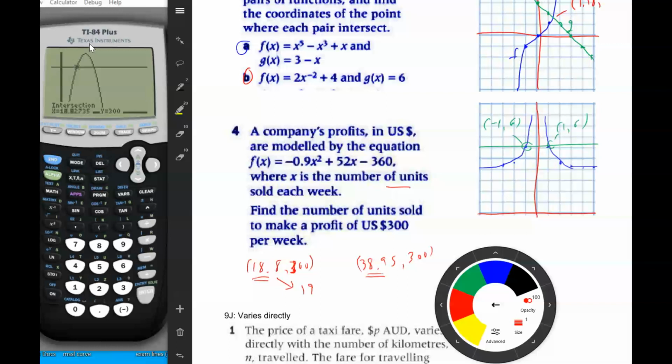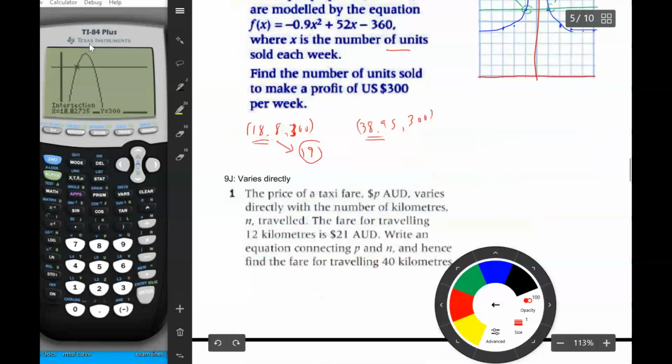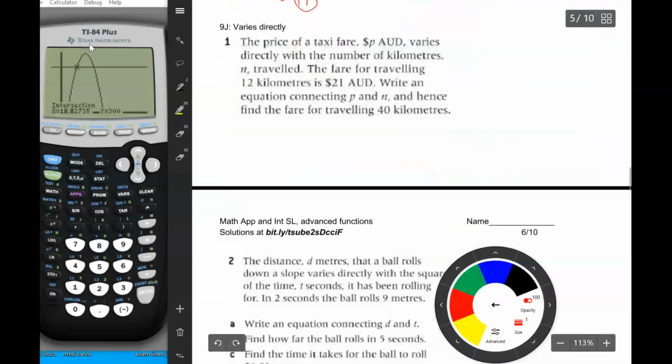And 19 is the first number of units sold that gives $300 of profit, so I think the answer is 19, and don't even consider anything with 38.95. Okay? Let's go to the next problem.